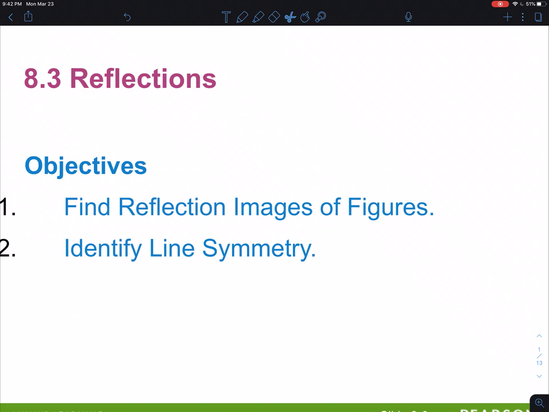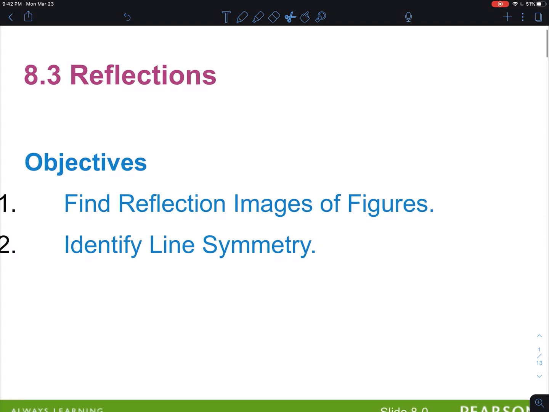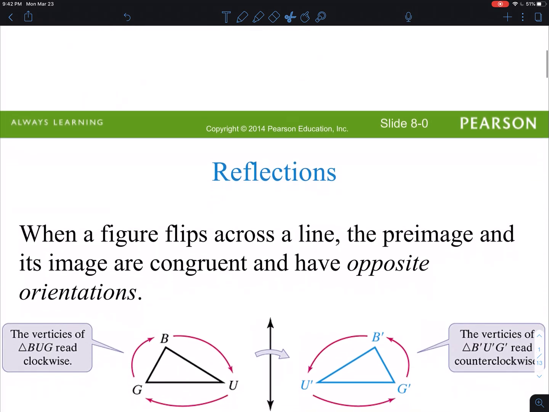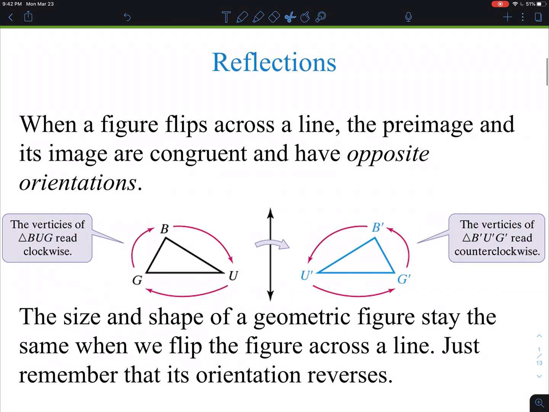We're going to use this PowerPoint from Pearson from your book today, and we're just going to look through a couple things before we get started on some problems. So you've already read, hopefully, so you knew what the objectives were going to be. Find reflection images of figures and identify line symmetry. So you might have remembered some of these pictures here, and now we're just going to make a little more sense out of it.